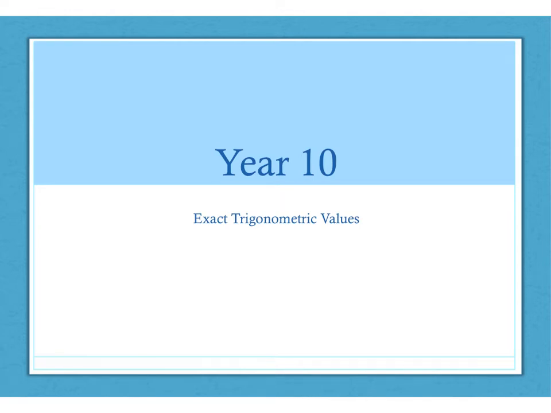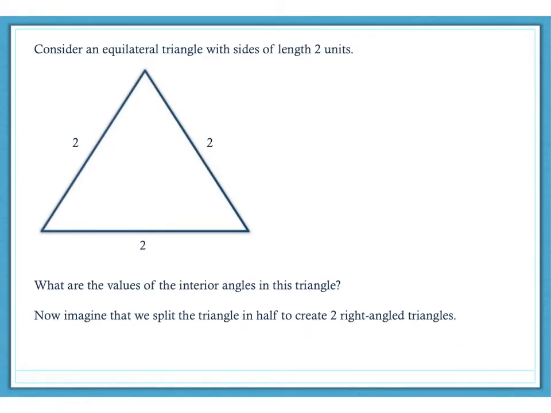Year 10, exact trigonometric values. So we're going to start with an equilateral triangle with sides of length 2 units. We're not going to worry about whether this is in centimetres, millimetres, metres, etc. We just know that the sides are of length 2. Can we work out the values of the interior angles in this triangle? It's equilateral, so we know that each of these angles is 60 degrees.